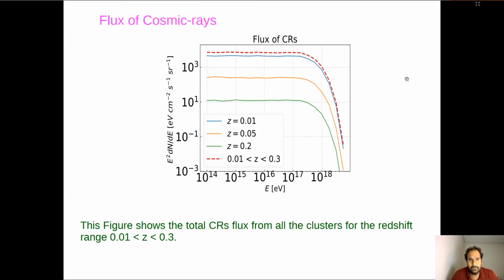So this is the flux we got for cosmic rays. What we do is inject the cosmic rays at the center of the cluster, let them propagate and be absorbed at the edge of the cluster, and then propagate up to the Earth. For the cosmic ray spectrum, I didn't consider any background photons while propagating from the edge of the cluster to the Earth.